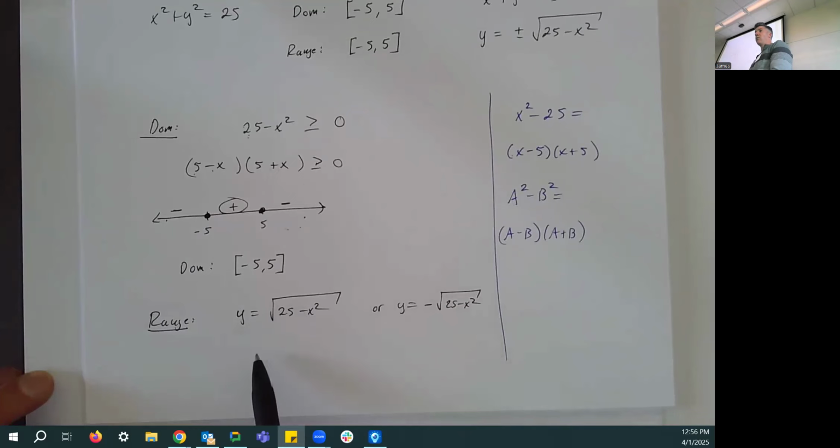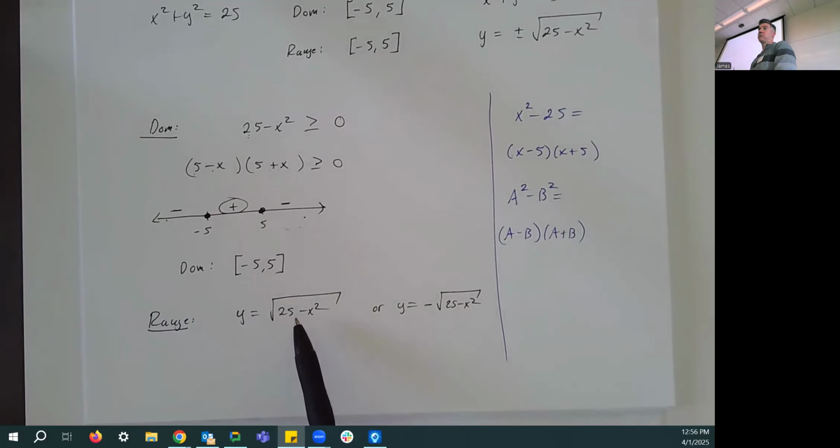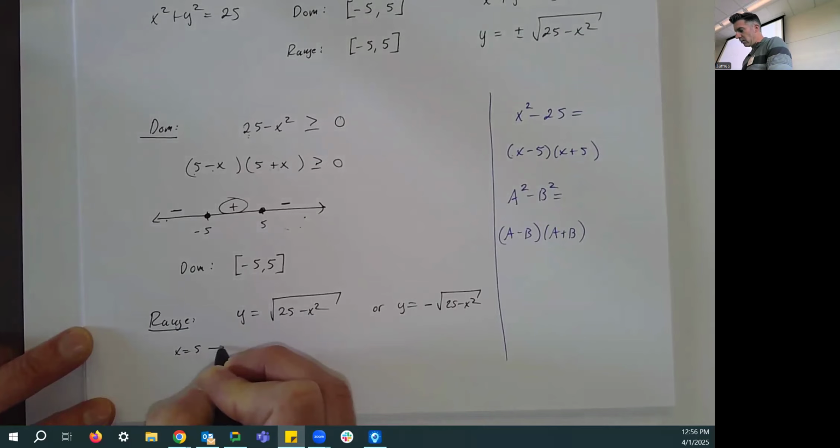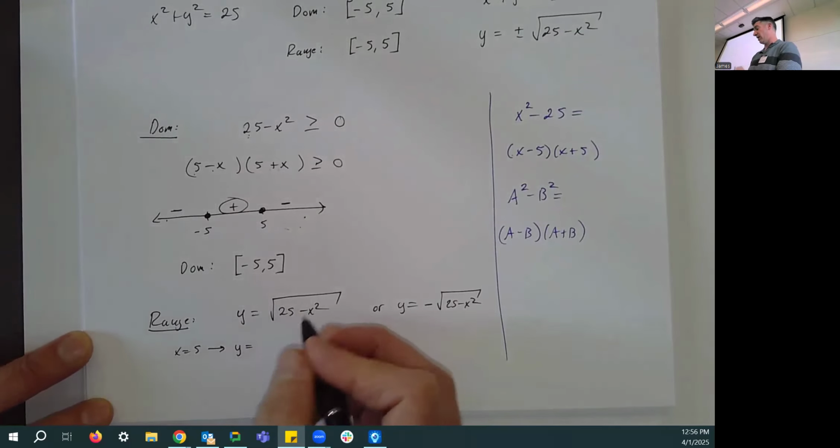First of all, I'm going to remember that x has to be between -5 and 5, right? I've already settled the domain. So I'm going to ask myself, how large and how small can I make this value? What value of x could I pick to make the square root of 25 minus x squared as small as possible? 5, or actually -5 too. Either one would work. So if I pick x equal to 5, I'm going to get y equal to the square root of 25 minus 25, which is 0.